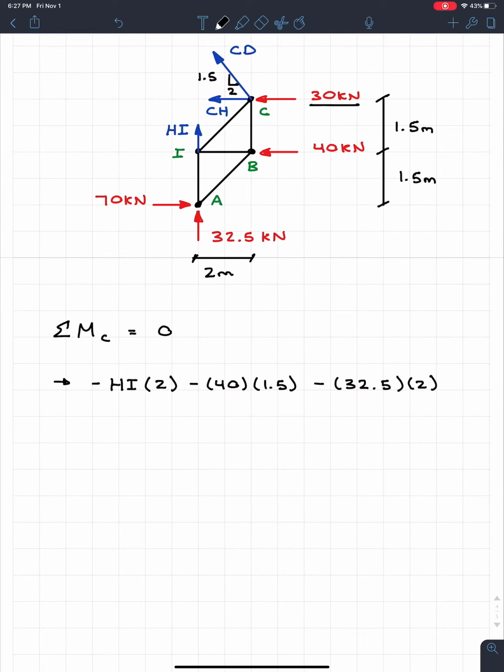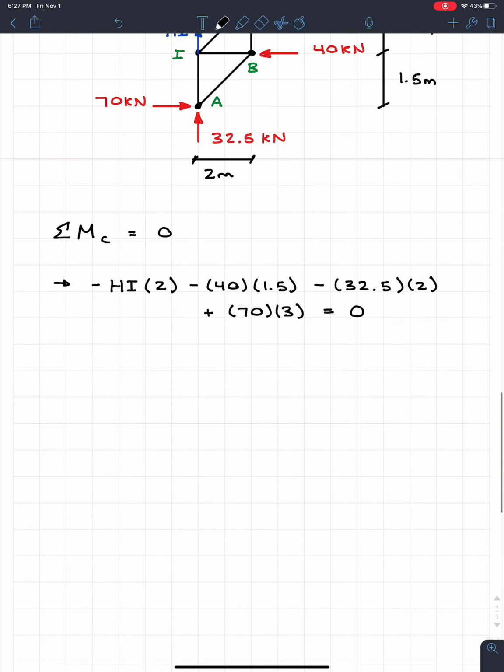And then finally, we got the 70 kilonewtons. So we're going to have 70, and it acts at a distance of 3 meters. We see that this 70 will actually create a positive moment. It's kind of nice to see some positive moments in there. And we know that this is all in equilibrium because of statics. If it's not in equilibrium, then you guys should just not do the question, because that's not what this course is about. So what you guys will get is that HI, the first one that we want, is equal to 42.5 kilonewtons.